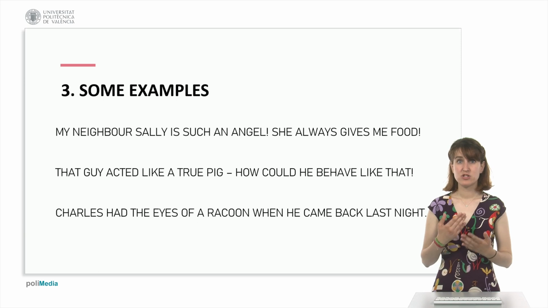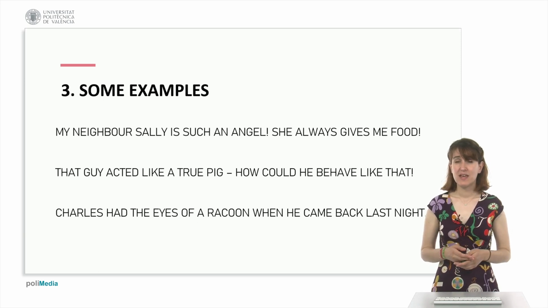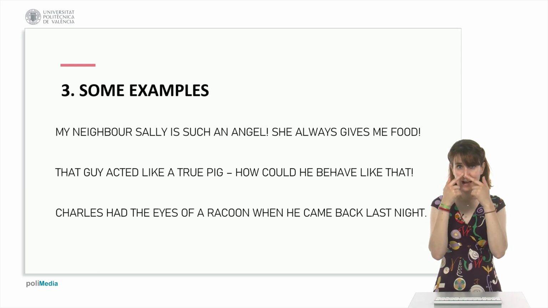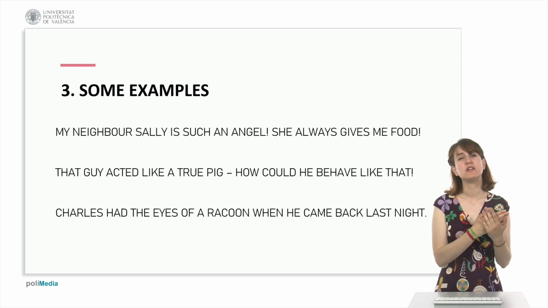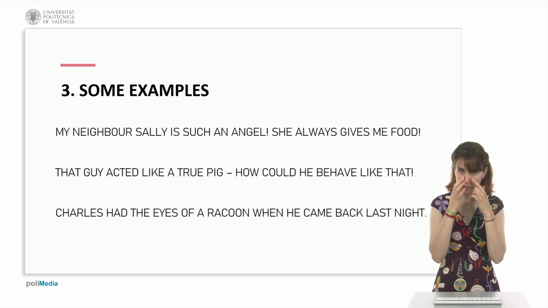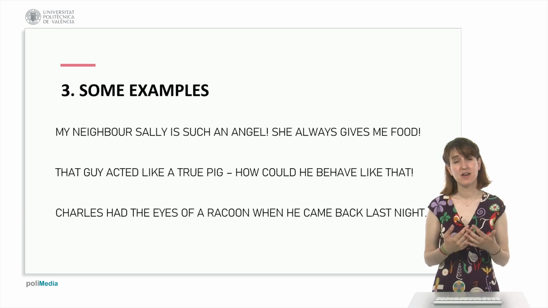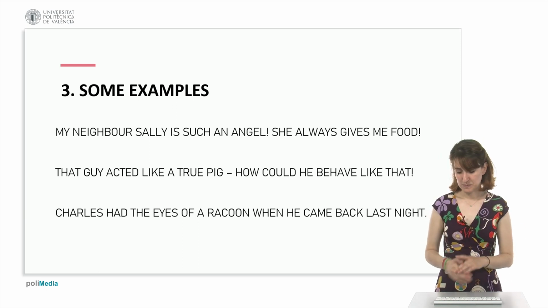And the third example, Charles had the eyes of a raccoon when he came back last night. The raccoon eyes, all black, those features of tiredness, like looking tired, or the black color, are mapped into the eyes that Charles had when he came back last night.